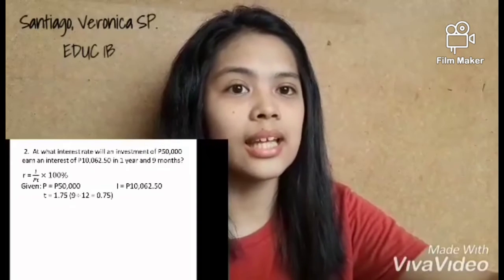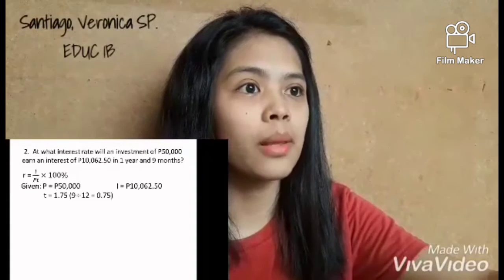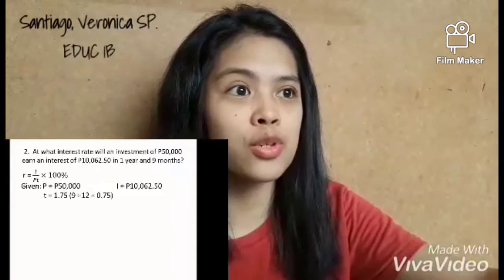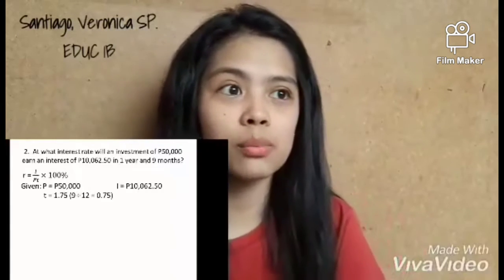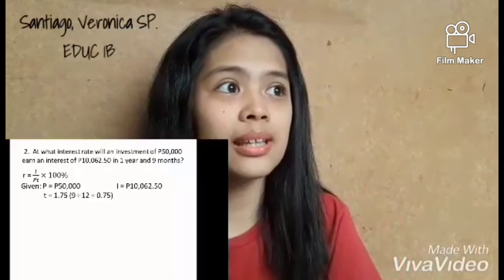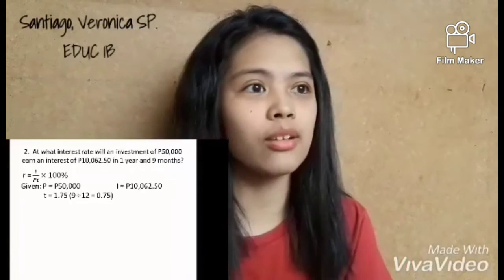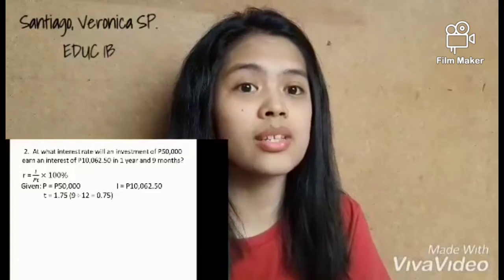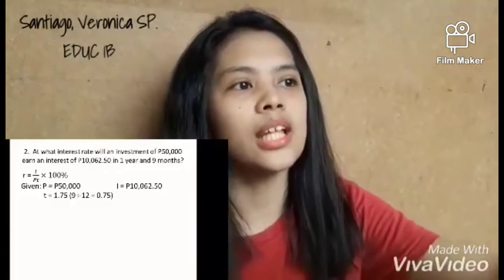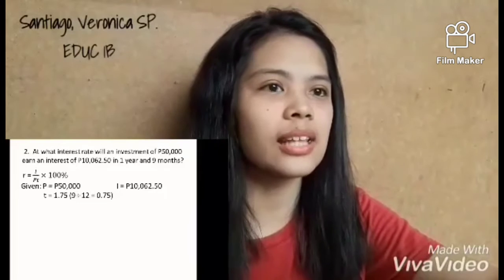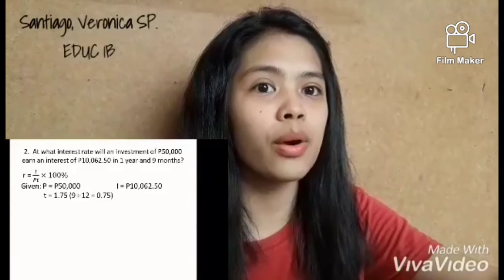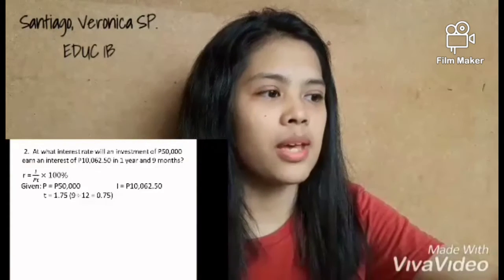Yung T natin is equals to 1.75. So, para makuha natin yung 0.75, yung 9 ay i-divide lang natin sa 12. So, is equals to 0.75. And then, yung I natin or yung interest natin ay 10,062.50 pesos.